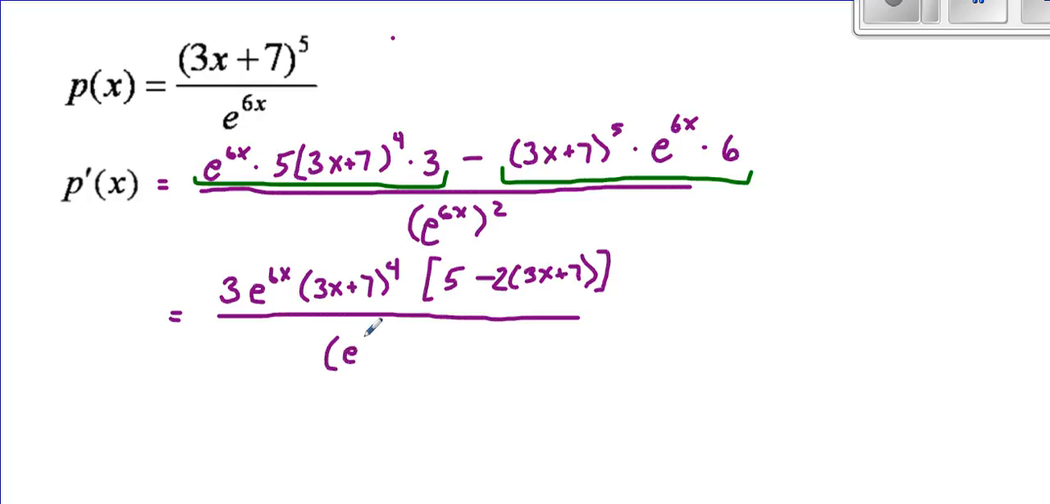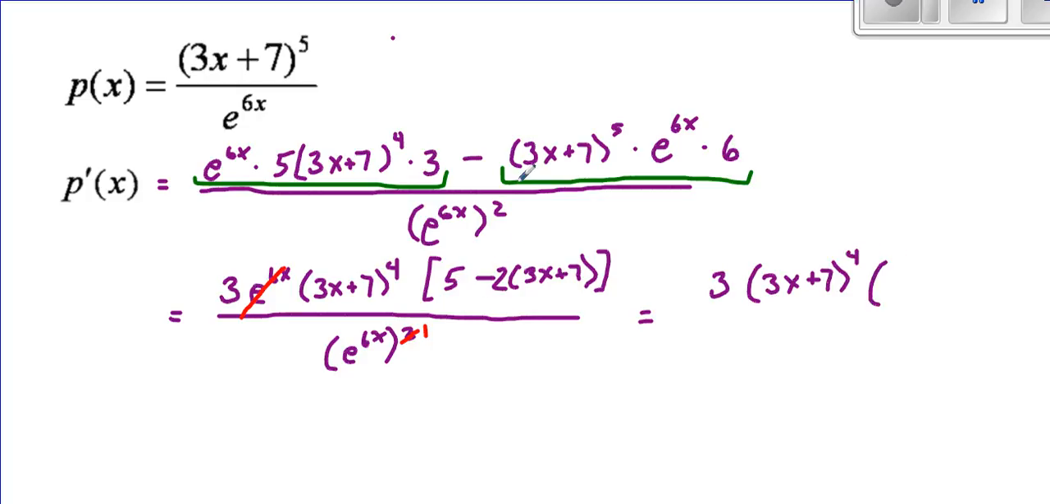e to the 6x squared. Now you can see that this e to the 6x is going to cancel with one of those. And so now for a much cleaned up answer, we get 3x plus 7 to the 4th. And in here we can clean this up as well.